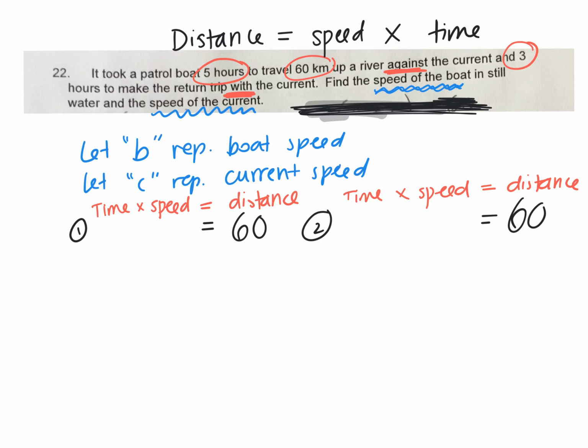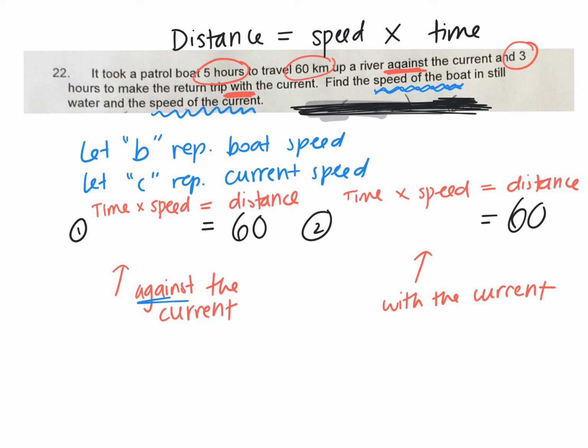We know that there's two methods of traveling. One is against a current and one is with a current. If you're going against the current, think about it. Is it going to take you longer to get there or quicker? Longer. So let's say that this one will be against the current. And this one is with the current, so it's quicker. So what was the time it took against the current? How long did it take the boat to go against the current? 5, right? What was the time with the current? 3 hours. Do you see that?